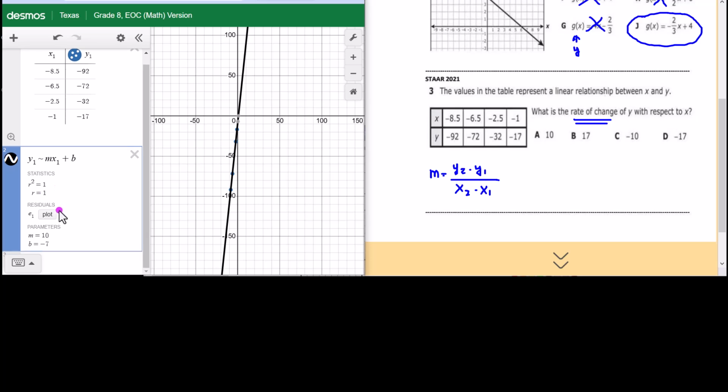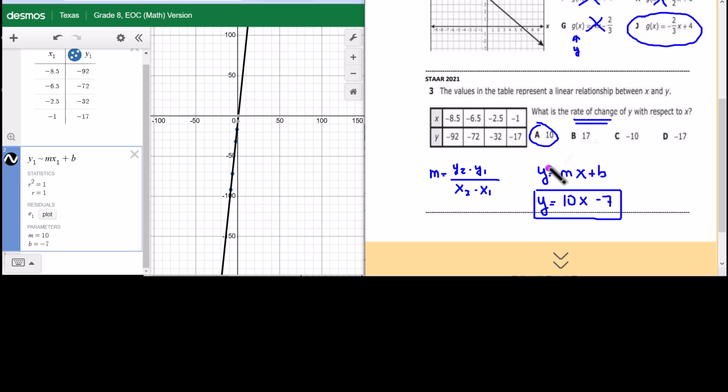But the important thing here is this. We're looking for the slope, and the slope is right there. See right there, m equals 10, and my answer is right there. Even better, if the problem had asked us for the equation of the line, remember, the equation of the line is y equals mx plus b. We would have that information as well, because you see right there, the equation of the line would be y equals 10x minus 7.